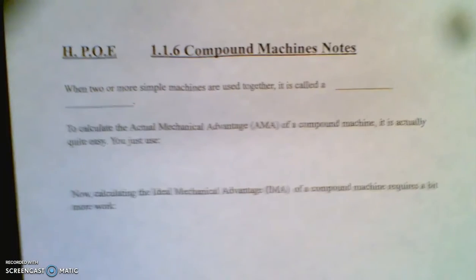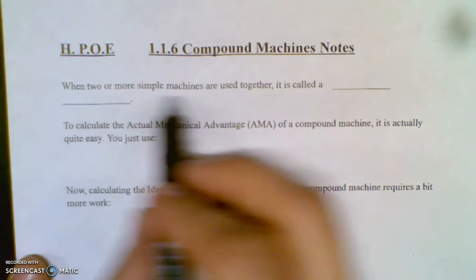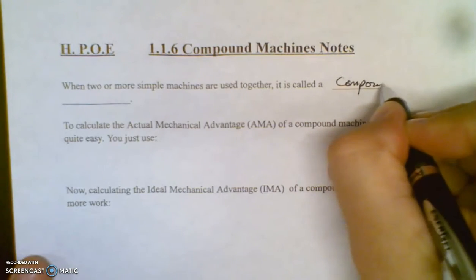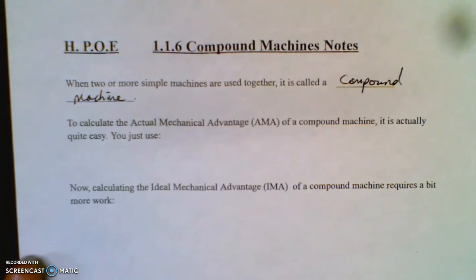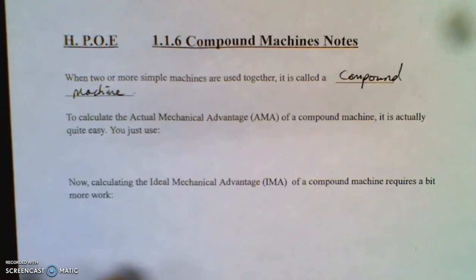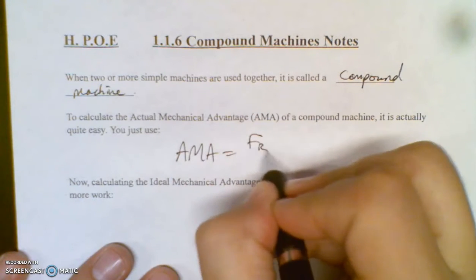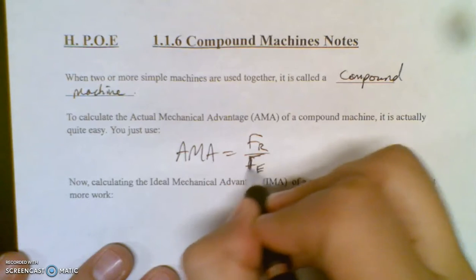All right, here's a rundown of the notes on compound machines. When two or more simple machines are used together, it's called a compound machine. To calculate AMA, it's pretty easy because it's the old one we've used, AMA equals force of resistance over force of effort.